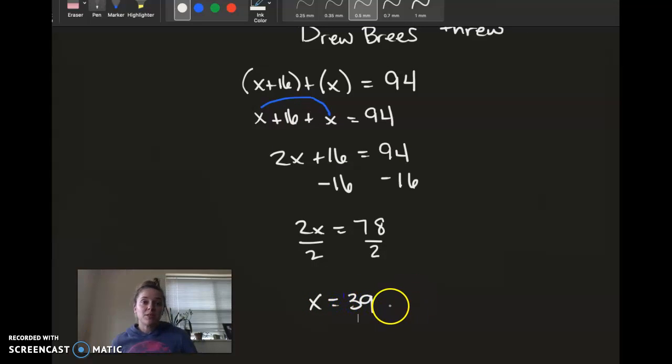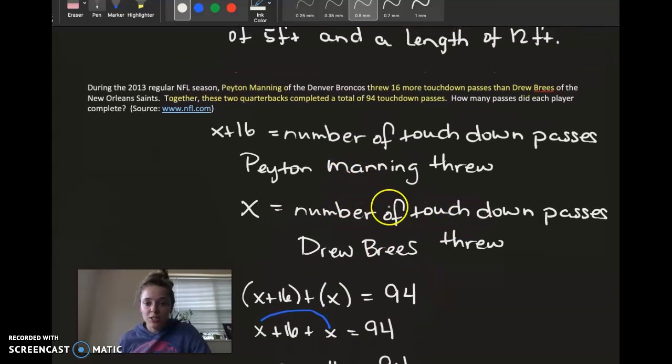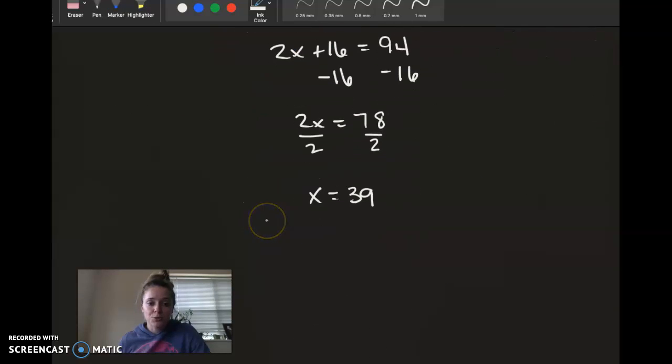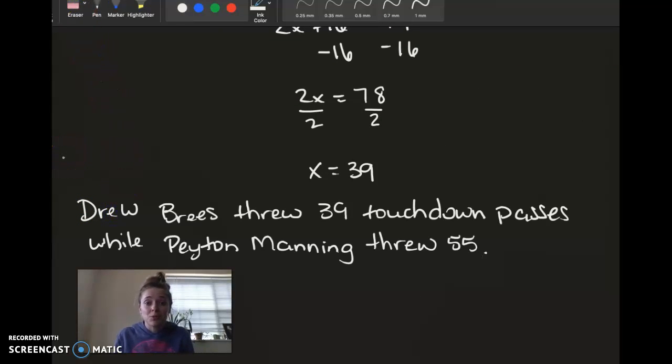So now I should be able to state my answer, right? So we know that Drew Brees, the number of touchdown passes that he threw, was equal to x. So Drew Brees threw 39 touchdown passes. Well, Peyton Manning threw 16 more, so 39 plus 16 is 55. Peyton Manning threw 55 touchdown passes. And to check my answer, if I actually add these together, 39 plus 55 equals a total of 94, and 55 is 16 more than 39. So that works out the way that it's supposed to.